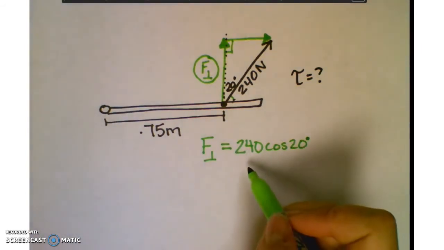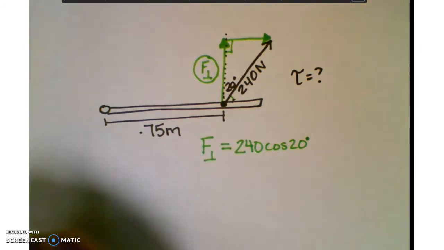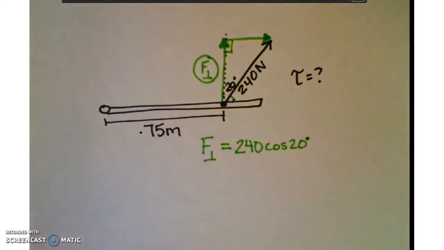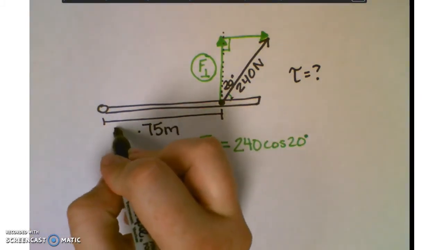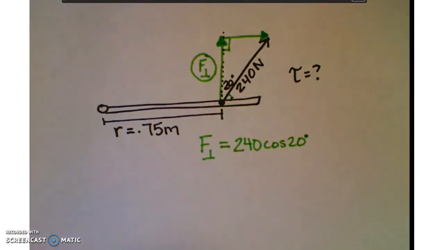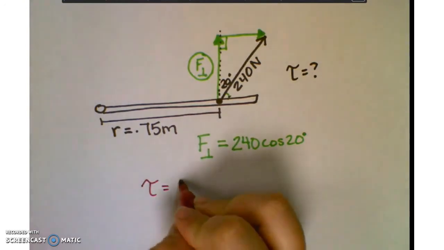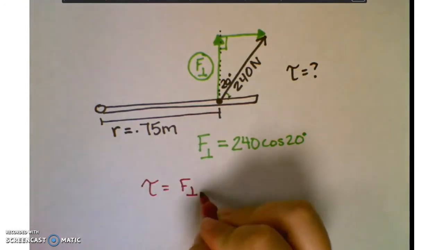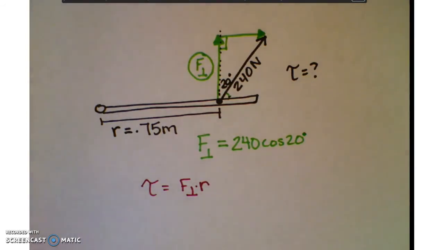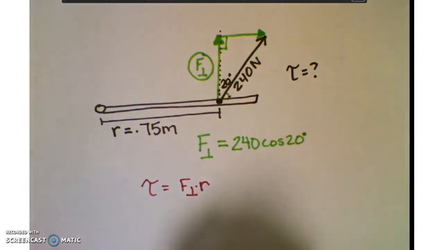Okay, so here I have my component, and I have the distance from the pivot. Remember, that distance from the pivot we know as R. So the problem now asks us to find torque. Torque equals F perpendicular times the radius. So let's take these values and multiply them together.